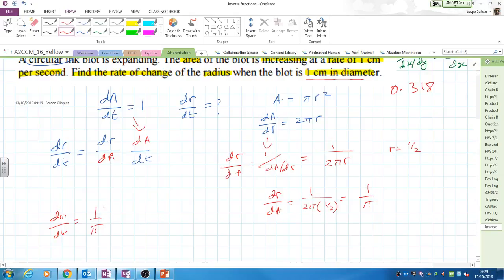dr over dt is 1 over pi times dA over dt, which is 1 over 2 pi. Oh, sorry, it is 1 over pi, the half cancels. And that should give us 0.318, is that correct? Okay, centimeters per second, yeah.